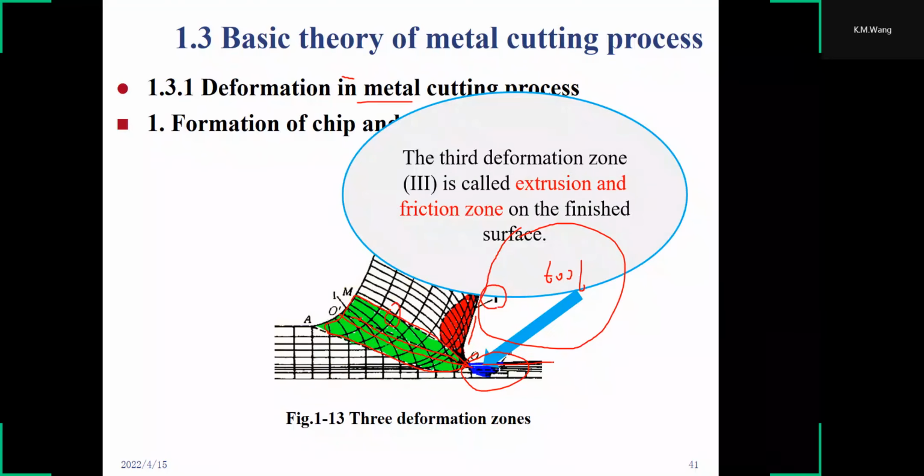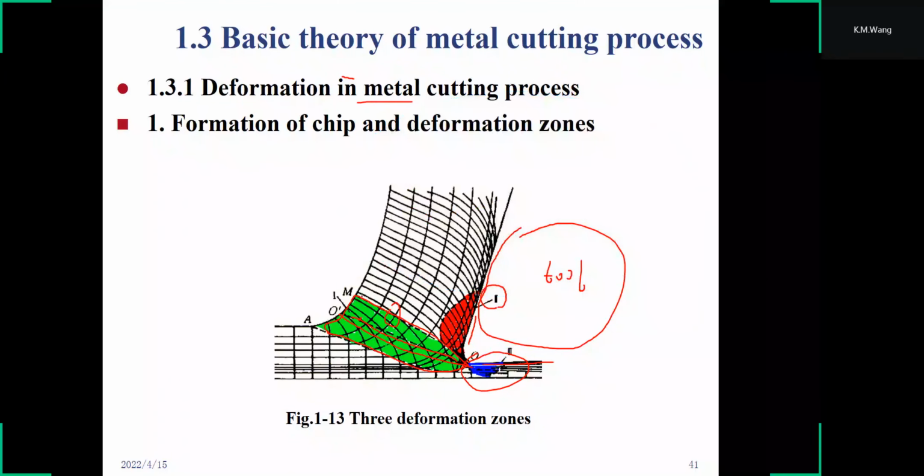So in the cutting process, there are three important deformation zones: this is deformation zone 1, this is deformation zone 2, and this is deformation zone 3. These three zones differ depending on the material properties.